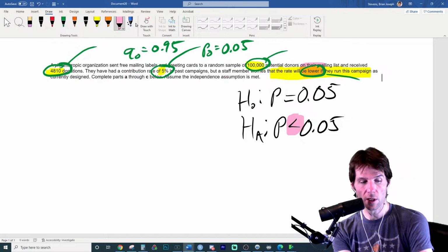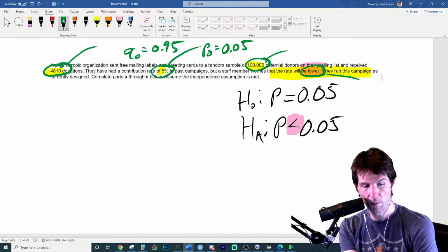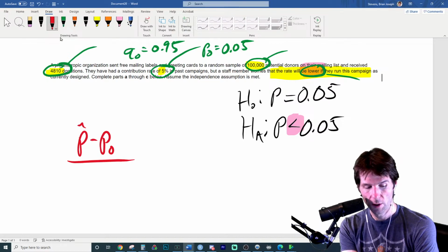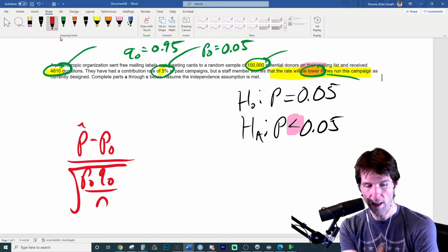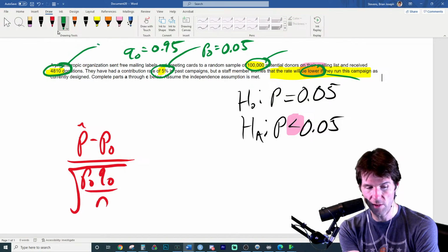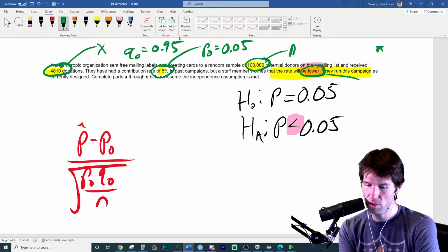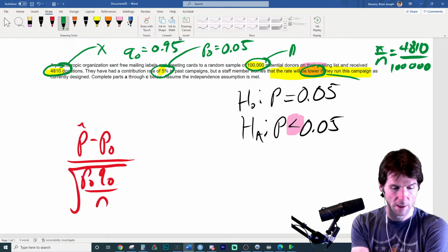So now we need to write our equation, which is p hat minus p naught over the square root of p naught q naught over n. We need to identify the last bits: this is x, the number of successes, and this is n, the number of trials. x over n equals p hat. So x over n is 4,810 over 100,000, and these are nice, neat numbers. So p hat.